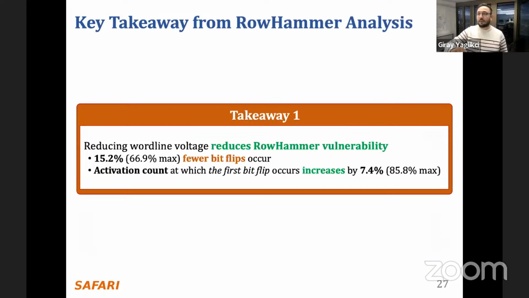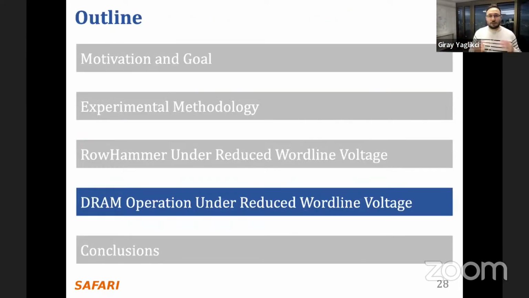on arXiv. Okay, so this was our first takeaway that says reducing wordline voltage reduces RowHammer vulnerability, right? So far it's good. When we reduce wordline voltage, the RowHammer vulnerability gets reduced, our chip is a bit more reliable, and everything is good, right? But that high wordline voltage is used for some purpose, and reducing it can hurt the other operations in the DRAM chip, right? So in the second part of this paper, we analyze that.